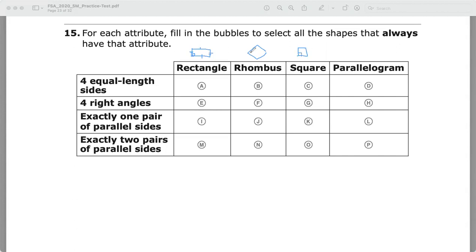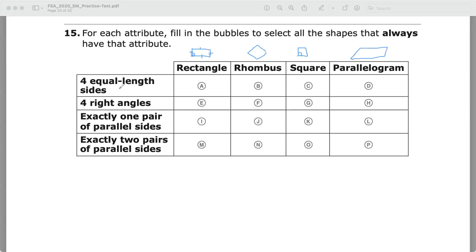A square can be a rhombus, but a rhombus cannot be a square. And a square can be a rectangle, but a rectangle cannot be a square. And then a parallelogram, parallel sides, all right, doesn't have to be right angle. So a square is a parallelogram. A parallelogram is not a square.